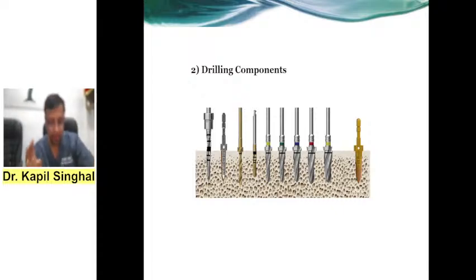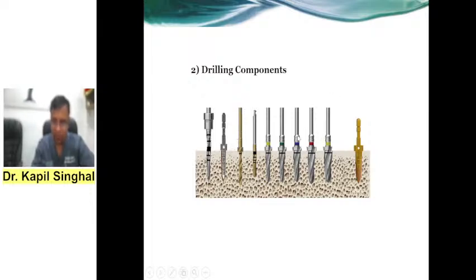Now, the next important point, and they ask a lot of questions regarding this: what is the drilling sequence? They ask which drill should be used first and which drill should be used later on. Then they also ask, can we skip a drill? Suppose this is a 5 mm diameter drill, and I want to drill 5 mm, and I used my initial one or two drills and directly jumped to the 5 mm drill.